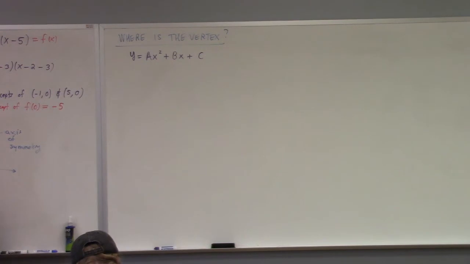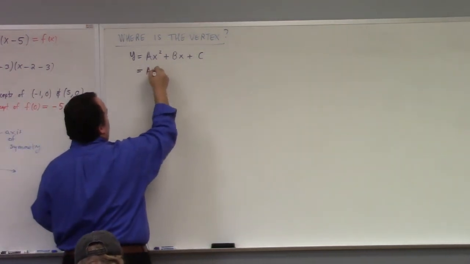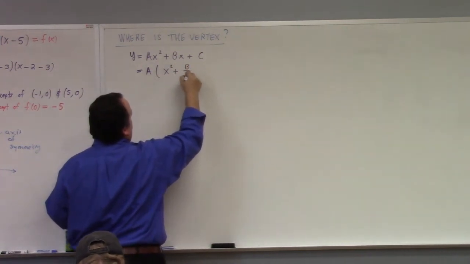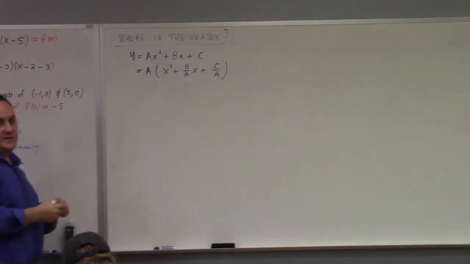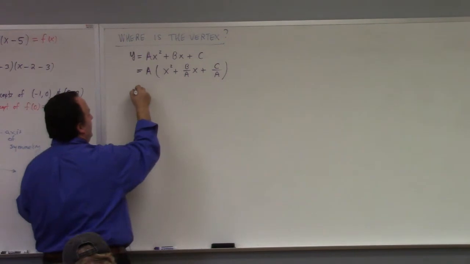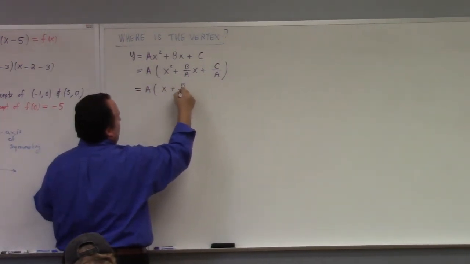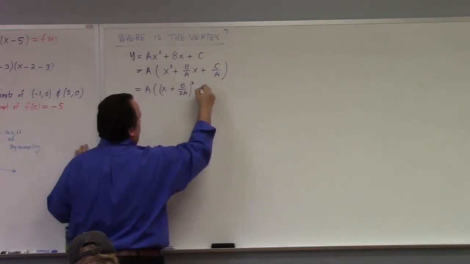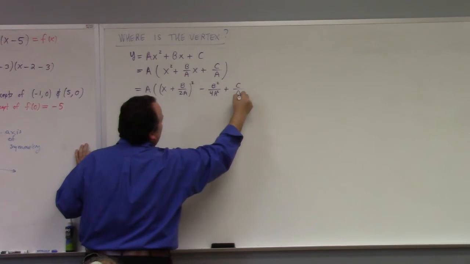So let's figure out where the vertex is on this thing. What we're going to do is factor out a. So I get x squared plus b over a x plus c over a. Then I'll complete the square. It's going to take me a few minutes to answer your question, how do you find it without completing the square? But I'm going to give you an answer to that question, okay? I have not forgotten about it. I'm just taking my sweet time to answer your question. So plus c over a.